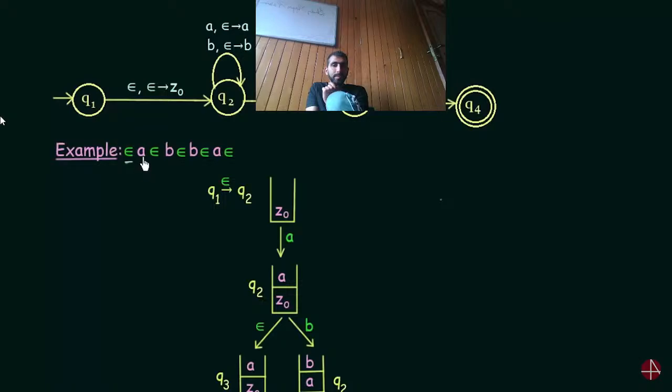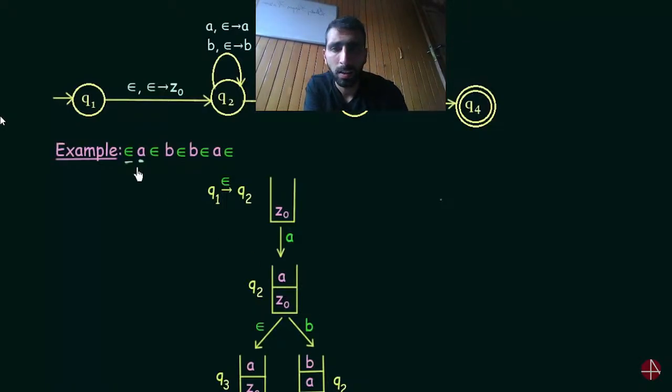Okay, now the next input that we get is A. Now when we get A, what happens in state Q2? In state Q2, if you get the input A, we don't pop anything, but we just push that A into the stack. So we are still in state Q2, and we just push the A into the stack and we don't do anything else.